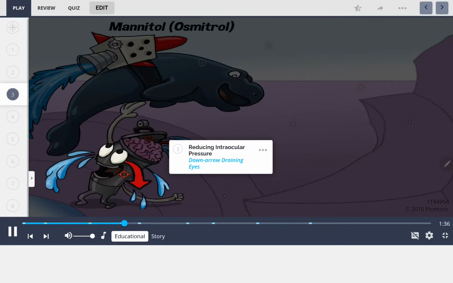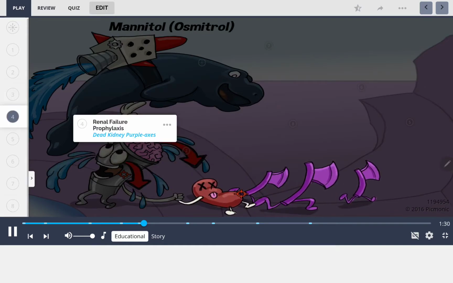It can also be used to reduce intraocular pressure, shown by the down arrow draining eyes. Furthermore, mannitol is sometimes used for renal failure prophylaxis, shown by the dead kidney with purple axis, as it prevents renal failure by preserving urine flow. Mannitol is able to pass freely through the capillaries within the body, causing water to follow.